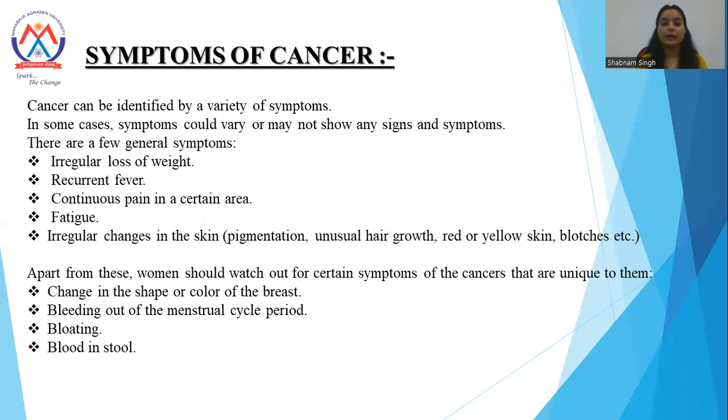Cancers can be identified by a variety of symptoms. In some cases, symptoms could vary or there may not be any signs and symptoms. There are a few general symptoms like irregular loss of weight, recurrent fevers, continuous pain in certain areas, fatigue, irregular changes in the skin, that is pigmentation, unusual hair growth, red or yellow skin, blotches, etc. Apart from these, women should watch out for certain symptoms unique to them, like change in the shape or color of the breast, bleeding outside the menstrual cycle, bloating or blood in stool.